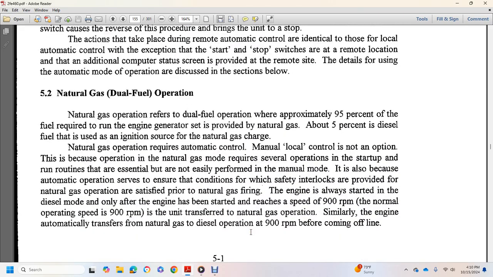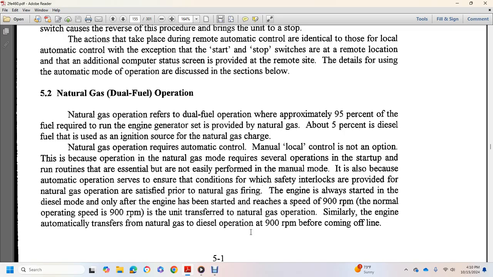5.2 Natural gas dual fuel operation. Natural gas operation refers to dual fuel operation. Approximately 95% of the fuel required to run the engine generator set is provided by the natural gas. About 5% of diesel fuel is used as the ignition source of the natural gas charge. Natural gas operation requires automatic control; manual, local control is not an option.